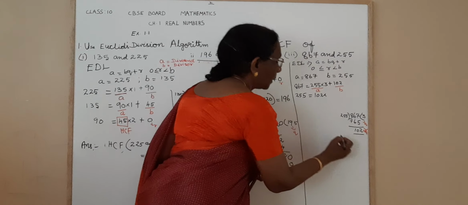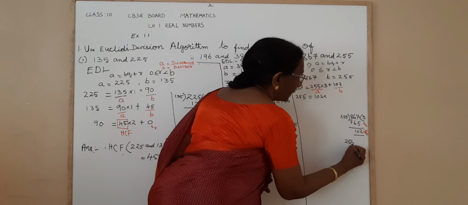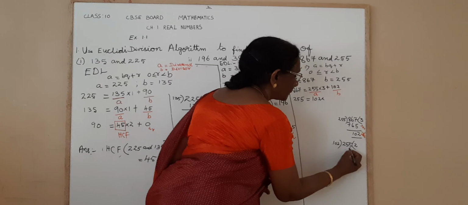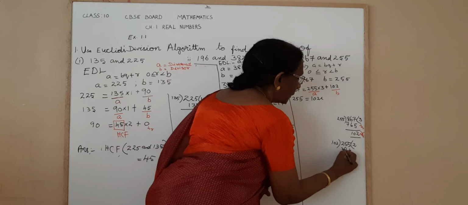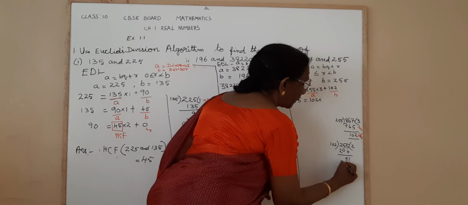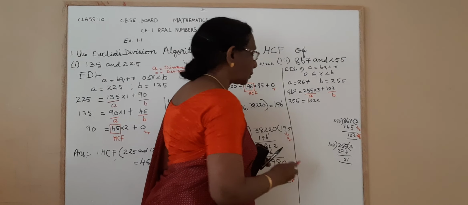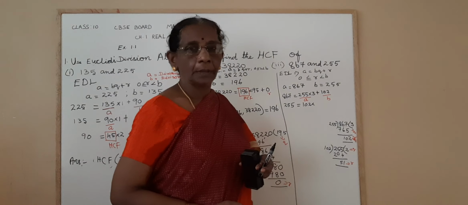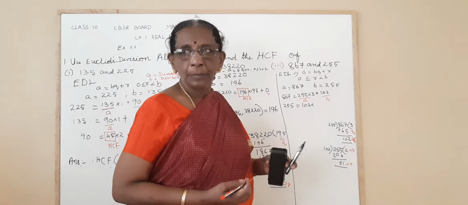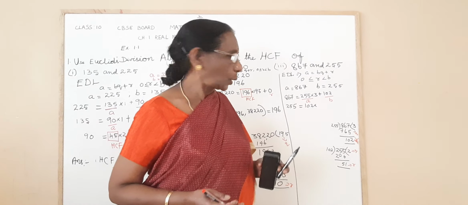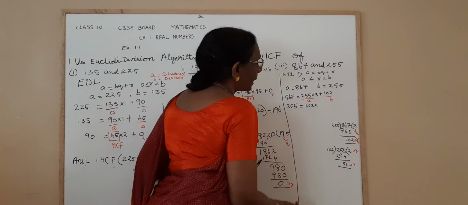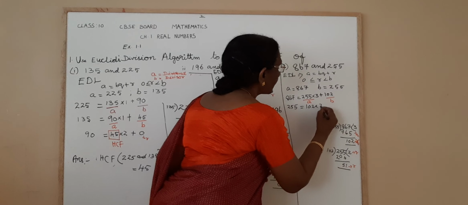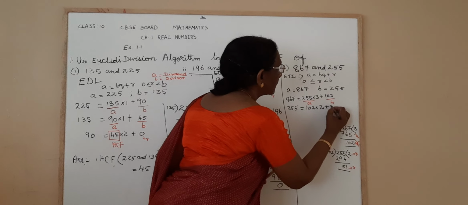Now again what should you do? You have to divide 255 by 102. It goes 2 times. 4, 0, 2. So 1, 5. 51 is the remainder. So what is the quotient? 2, remainder is 51. Okay. Now again we have to continue the step because we are not getting remainder as 0. So what should we do? Now you complete the step. 102 into 2 plus the remainder is 51.